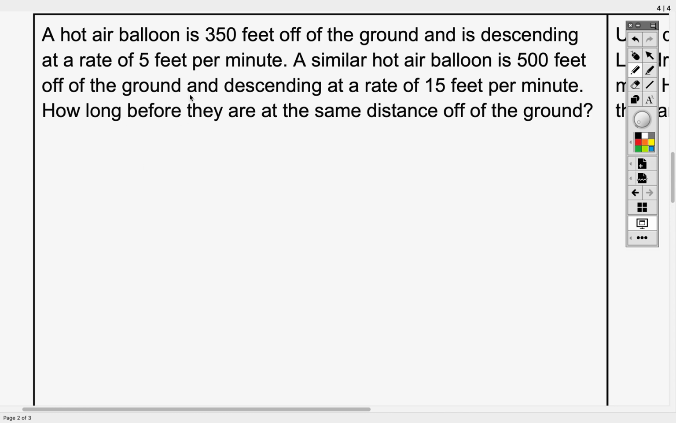So, again, we want balloon 1 and balloon 2 to be equal to one another. The first balloon is 350 feet off the ground, and it's descending. That means we're subtracting at a rate of 5 feet each minute. And a similar hot air balloon is 500 feet off the ground and descending. That means we're subtracting at a rate of 15 feet per minute. How long before they are the same distance off the ground, which is why we know the two of them are equal to one another.